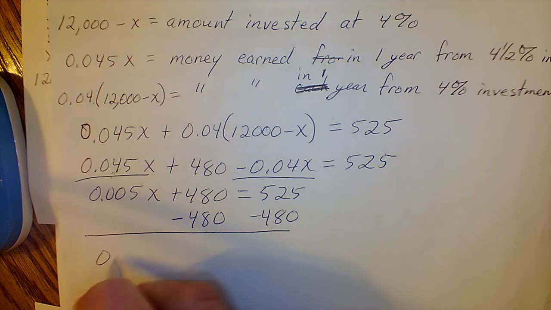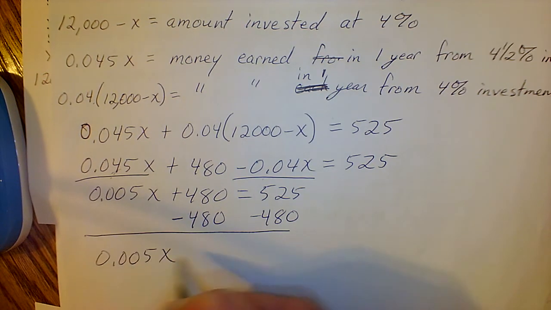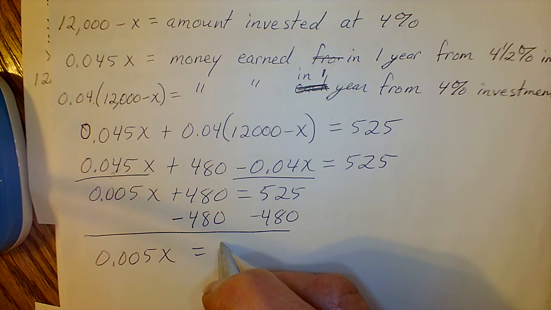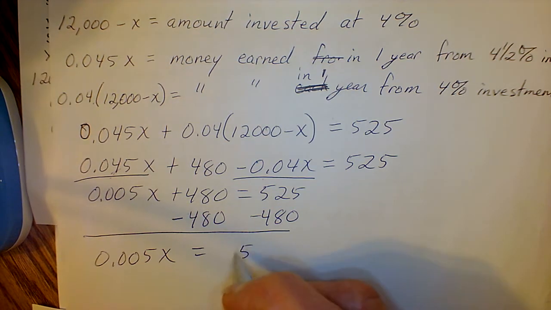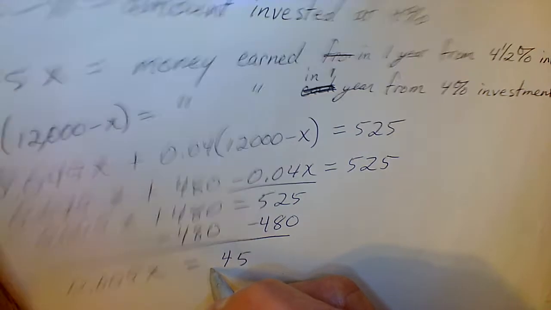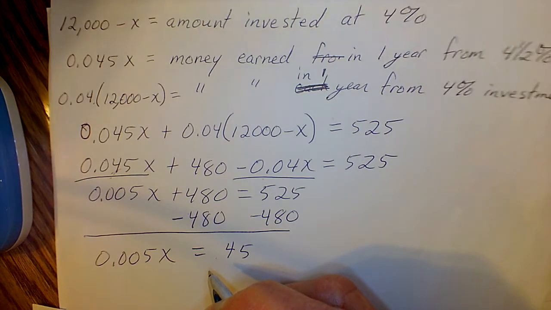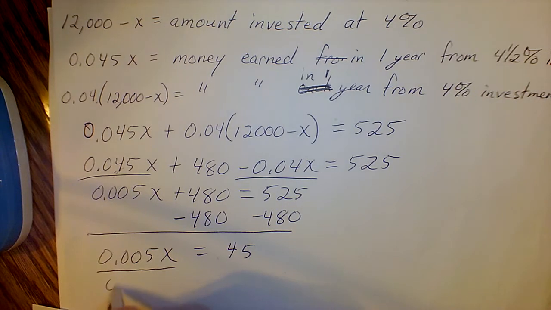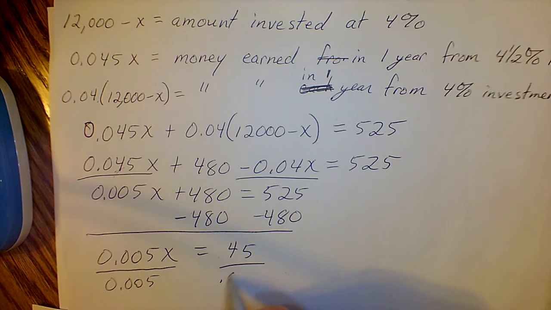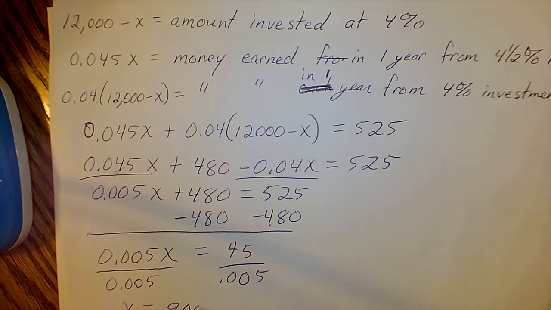So that's going to give us 0.005X would be equal to, let's see, what's that going to be? That's going to be 525 minus 480, so that's going to be 45. And so now we need to divide both sides by 0.005. And so that's going to give us X is equal to 9,000.